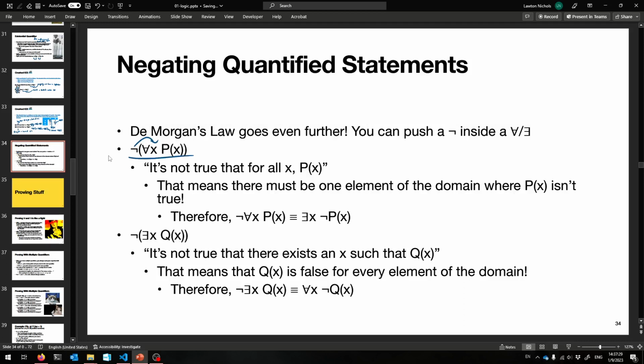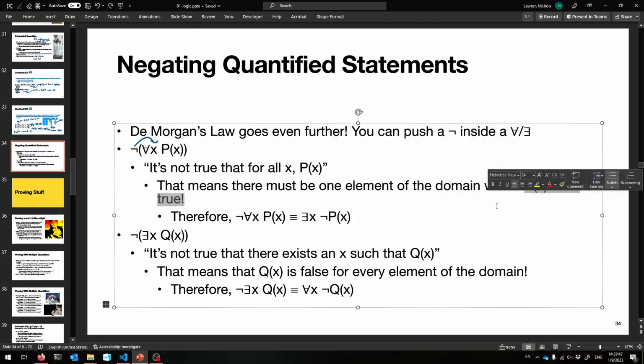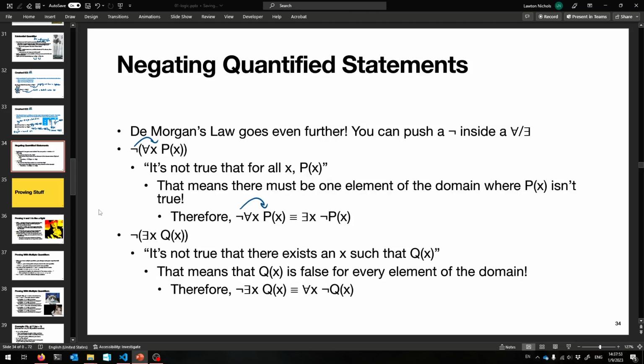So how would you translate this to English first? You'd say something like, all right, it's not true that for all x, p of x. All right? So if you think about that long enough, it's just saying that if it's not true for all of them, then there must be somebody that's ruining the party, right? There must be some element of that domain where p of x is not true. See that? So therefore, the negation of that thing, if you push it in, becomes there exists an x such that not p of x is true. So that's where the negation goes. It goes on the inside thing next to the predicate, and the for all gets flipped to a there exists.